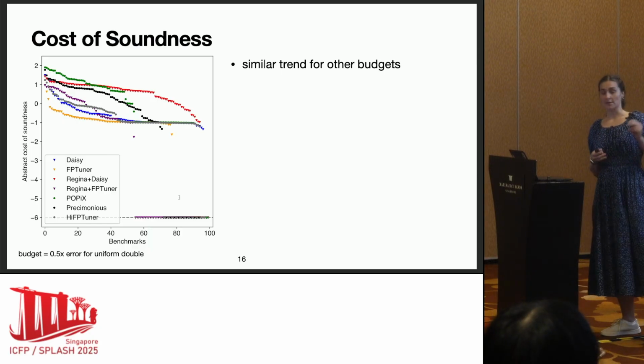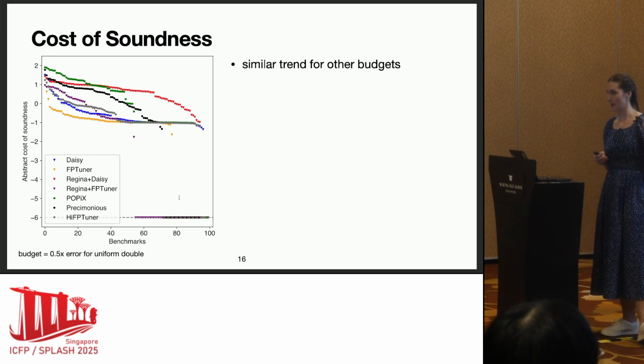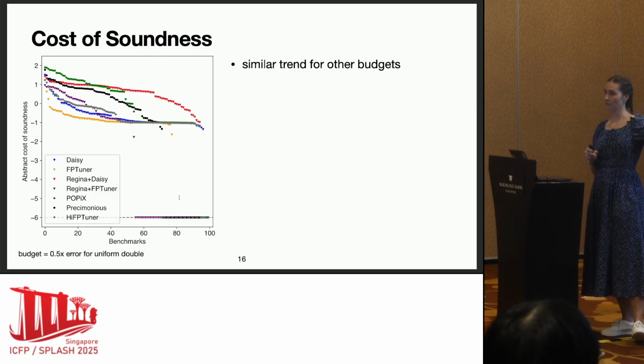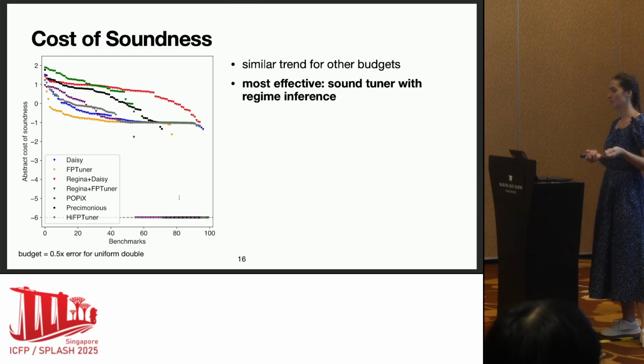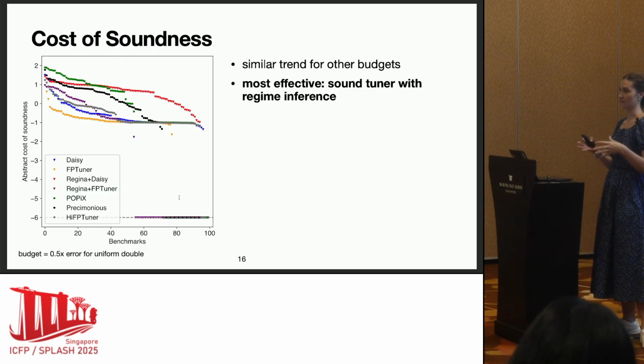So what's going on in this graph? Here on the x-axis, we have the 100 benchmarks sorted. And on the y-axis, I have this abstract cost of soundness metric that I explained to you. So higher values here mean better. So the red curve of the triangles is the best, most effective tuner. And I don't know how well you can see the font, but the most effective tuner is the combination of a sound tuner with regime inference.